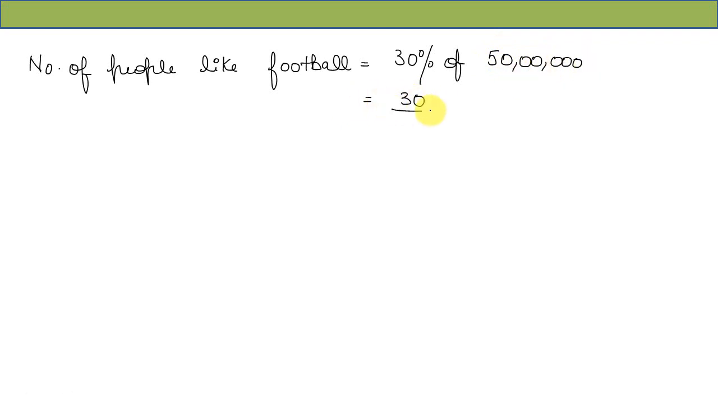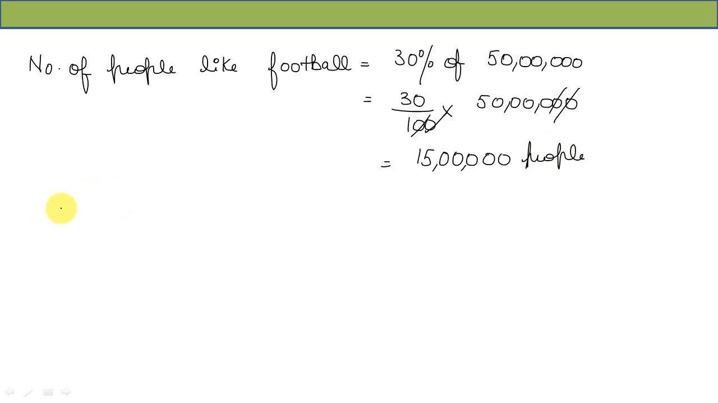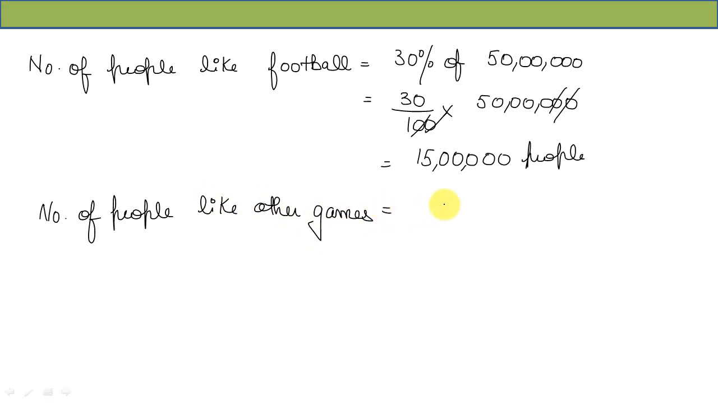0, 0, 0, 0 cancel. 3 5s are 15. Now let's count how many zeros. 1, 2, 3, 4, 5. So this means 15 lakh people like football. And last you need to find out number of people who like other games, which will be what? 10% of 50 lakhs, which can be further written as 10 upon 100 into 50 lakhs, right?